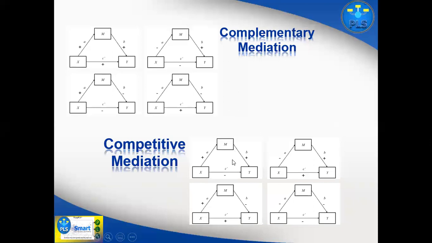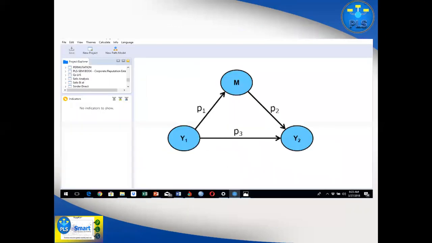Then the next is the competitive aspect. Plus times plus is plus, but plus times minus down the line is minus, so it's minus. The second one is minus times plus is minus, and minus times plus is also minus. Plus times minus is minus, minus times plus is minus. That is the scenario that you can find if you are using competitive mediation.